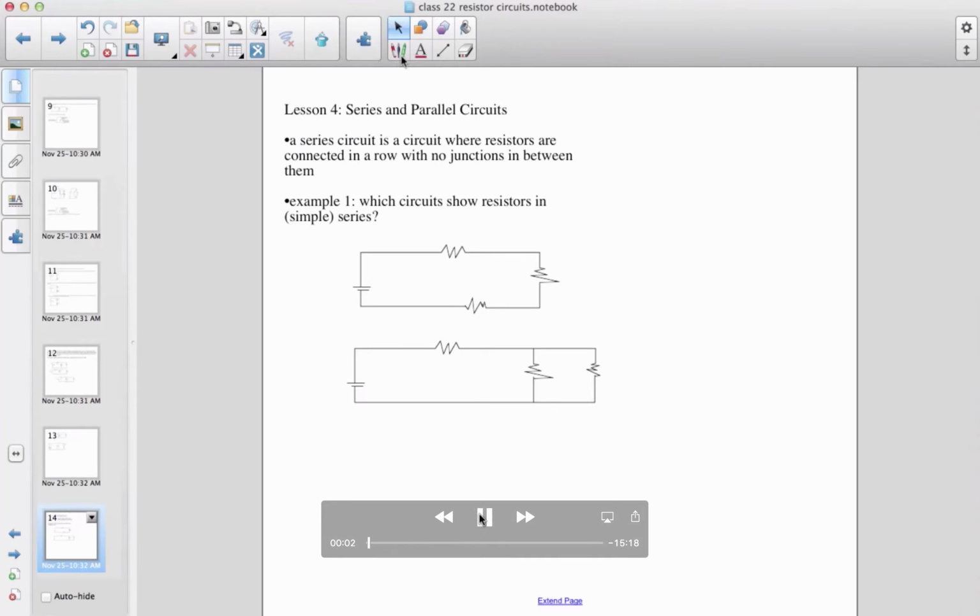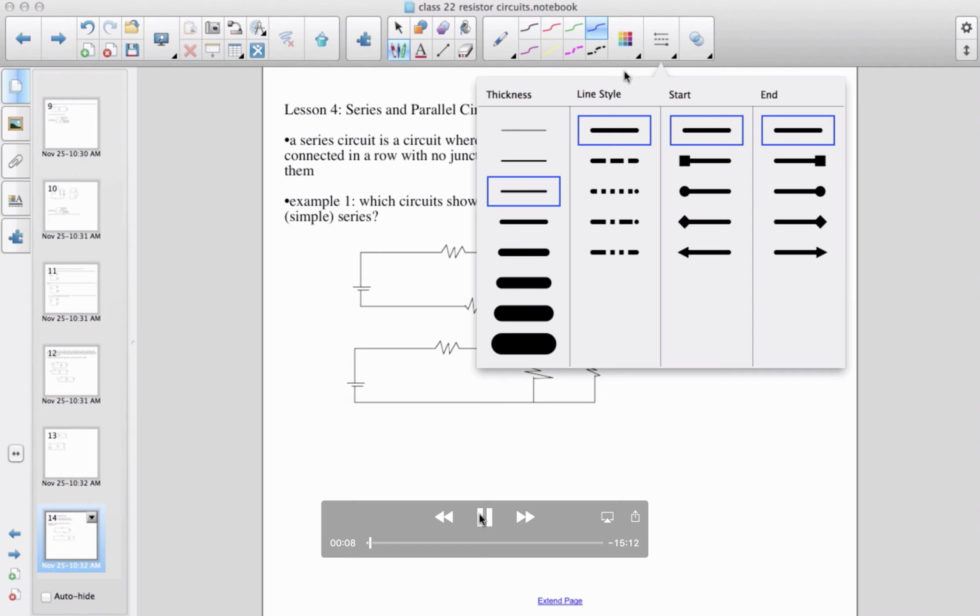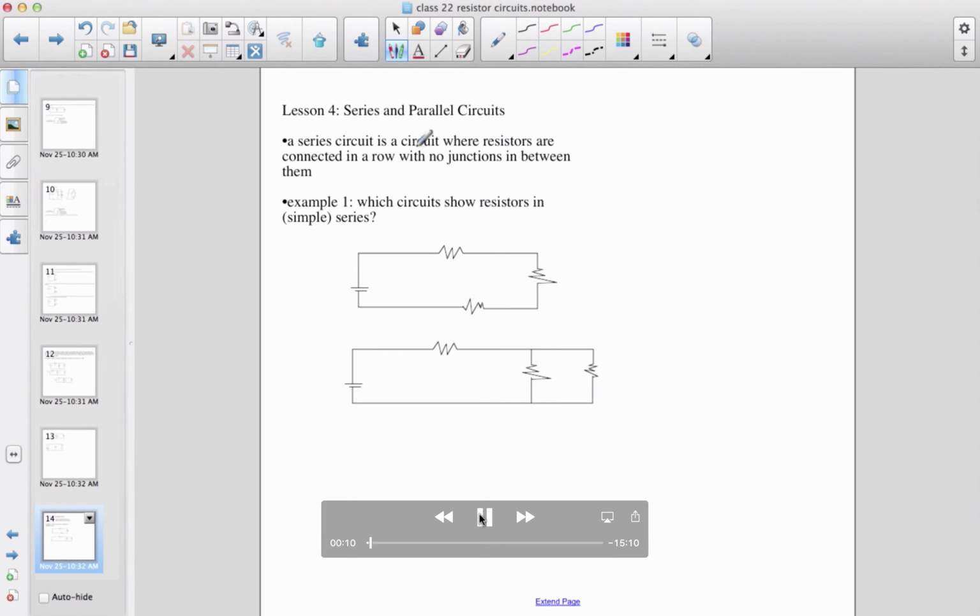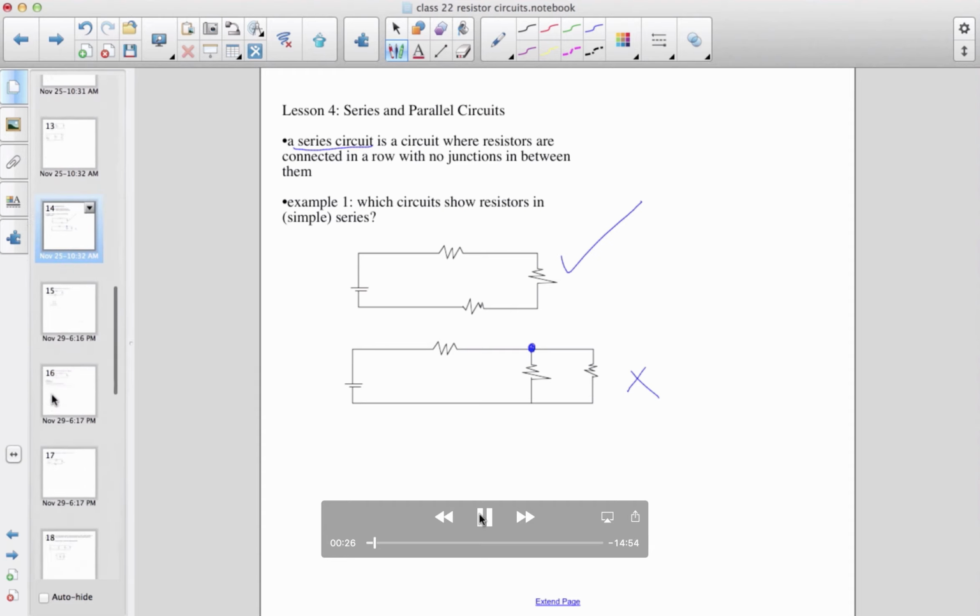All right, so our next topic is mixed resistor circuits. We start with a definition, series and parallel circuits. A series circuit is a circuit where resistors are connected in a row with no junctions in between. In this first circuit, we see 3 resistors connected in a row, no junctions, so it is series. The second one, because of that junction, is not a series circuit.